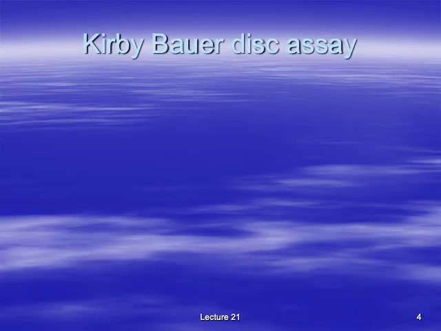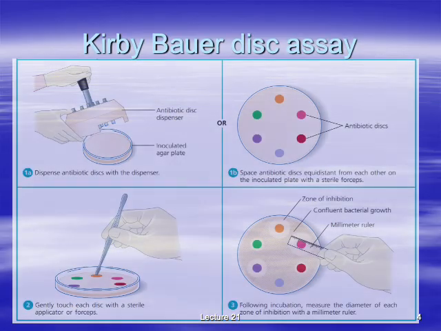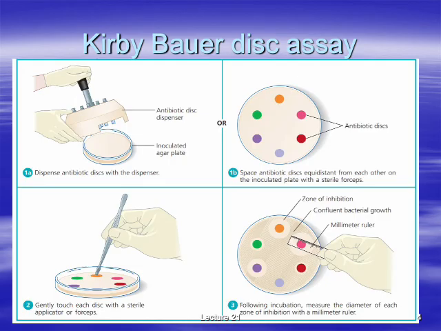For the Kirby-Bauer disk assay, let's just start over here with 1B. Again, you've spread the bacteria out on this nutrient agar plate, and then you apply these little antibiotic discs. So these are each a different antibiotic. Okay. You touch it gently, make sure they stick there. And then you grow it overnight, and you look at the growth of the bacteria.